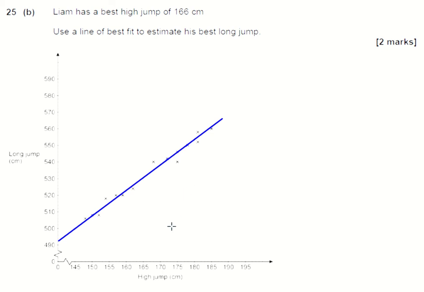So the best high jump is going to be 166 centimeters. So we need to go to 166 and we need to go straight up to the line of best fit. Once we are there, we go directly across to the other scale, and then we need to read this off. So for me, that has arrived at 1 square above 530. Since there are a total of 5 squares between 530 and 540, that means each square has got to be worth 2. So for me, this has landed at 532 centimeters. And there is my answer.